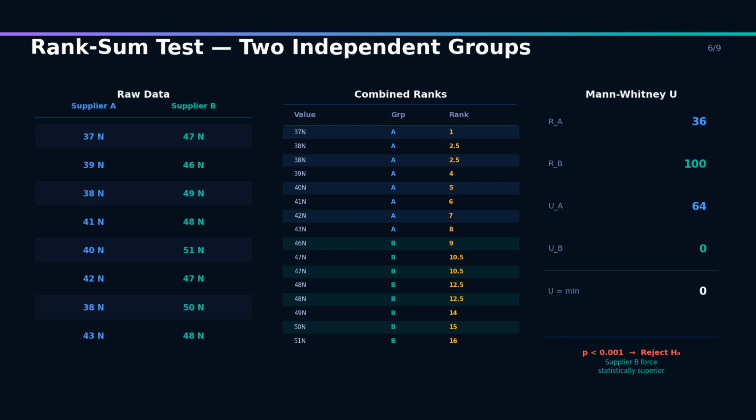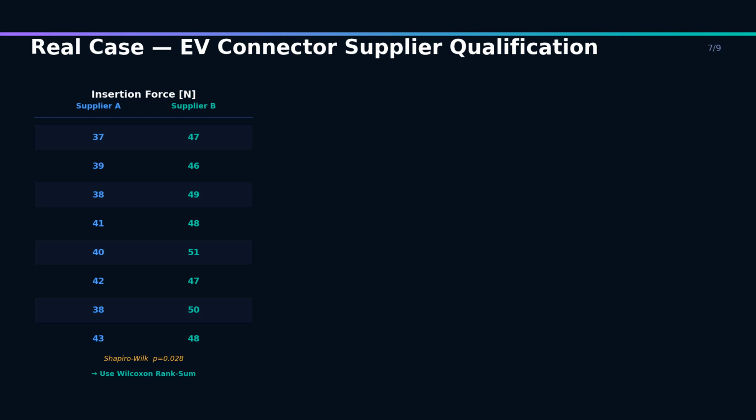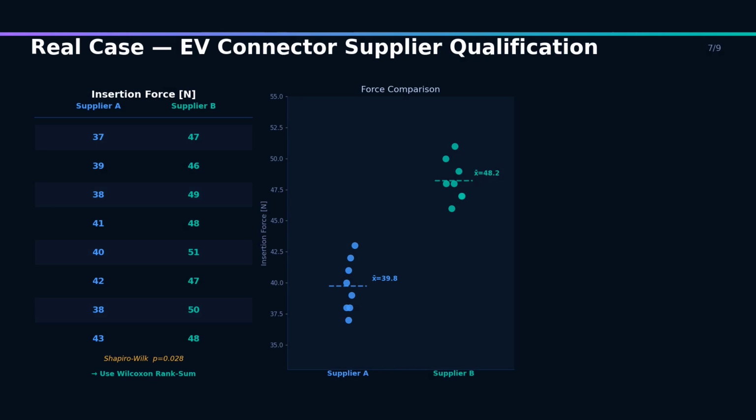Let's walk through a real case. You are qualifying two connector suppliers for an electric vehicle program. Both are tested for insertion force, 8 measurements each. Supplier A averages around 40 newtons. Supplier B averages around 48 newtons. The sample size is small, and a Shapiro-Wilk test flags non-normality in supplier B's data. You would not trust a t-test here.